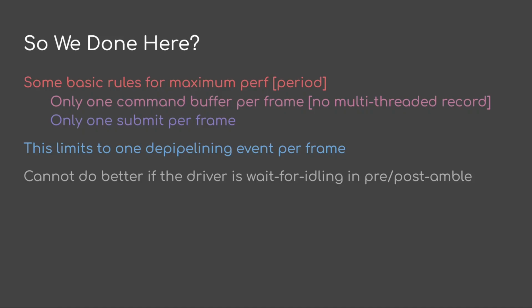These are hard rules. If you violate the rules, you definitely run slow. First rule, only one command buffer per frame. Don't use multi-threaded record. I thought multi-threaded record was the whole point of Vulkan and DX12. Yeah, that's a paradox, isn't it? But no, definitely don't use multi-threaded record. Next thing, only submit once per frame. If you do this, you're limited to one depipelining event per frame. You cannot do better than that if the driver is going to wait for idle in its pre or post amble of a command buffer.